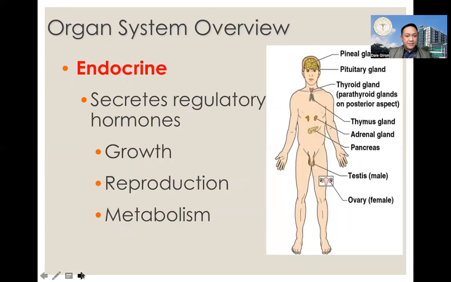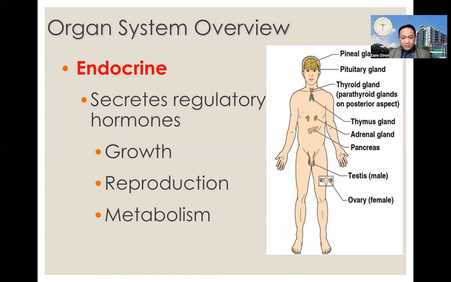Okay, endocrine. As mentioned a while ago, the endocrine system secretes regulatory hormones. Hormones can only be found in our blood. So where do they go? They go to the target organs. So the endocrine system is used in the regulatory function of growth, reproduction, body metabolism. What else? Controlling the blood sugar and controlling the sleep cycle.